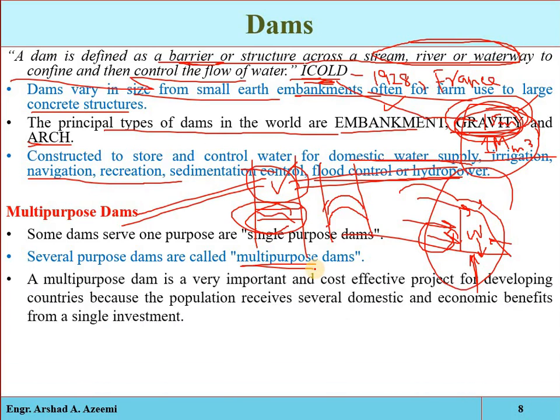Okay, and see, as we are investing a huge amount of money, if from that single investment a number of objectives are achieved, then it will be a more effective project. We can say that a multi-purpose dam is a very important and cost-effective project for developing countries because the population receives several domestic and economic benefits from a single investment. So it is recommended that whenever you are constructing a dam, it must be constructed as a multi-purpose structure.